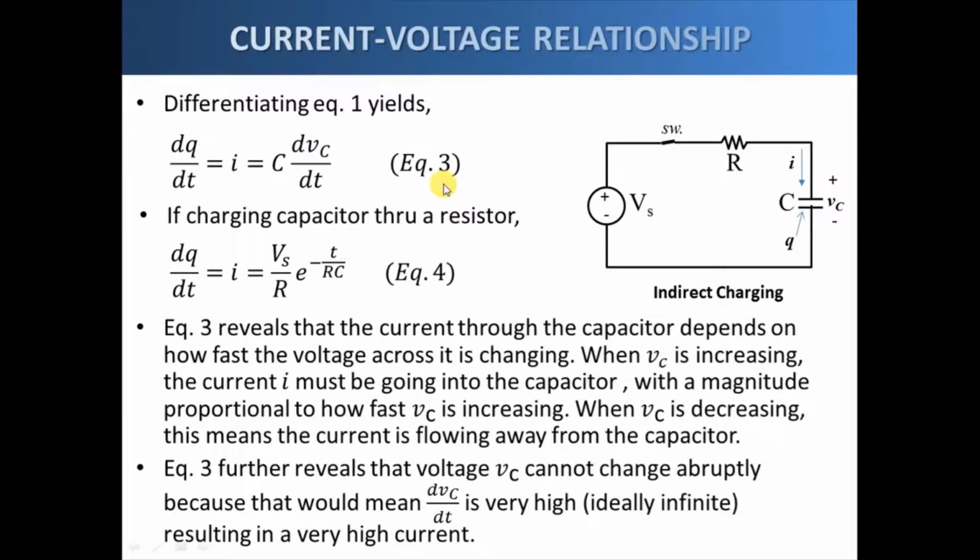Now, this equation 3 also shows us that the voltage V sub C across the capacitor cannot change abruptly. So let's say it changes from a particular value and then changes immediately to zero. That cannot happen because that would mean that the slope would be very high, ideally infinite. And that means I must be very high as well, as shown by equation 3, or ideally infinite, which is impossible to happen.